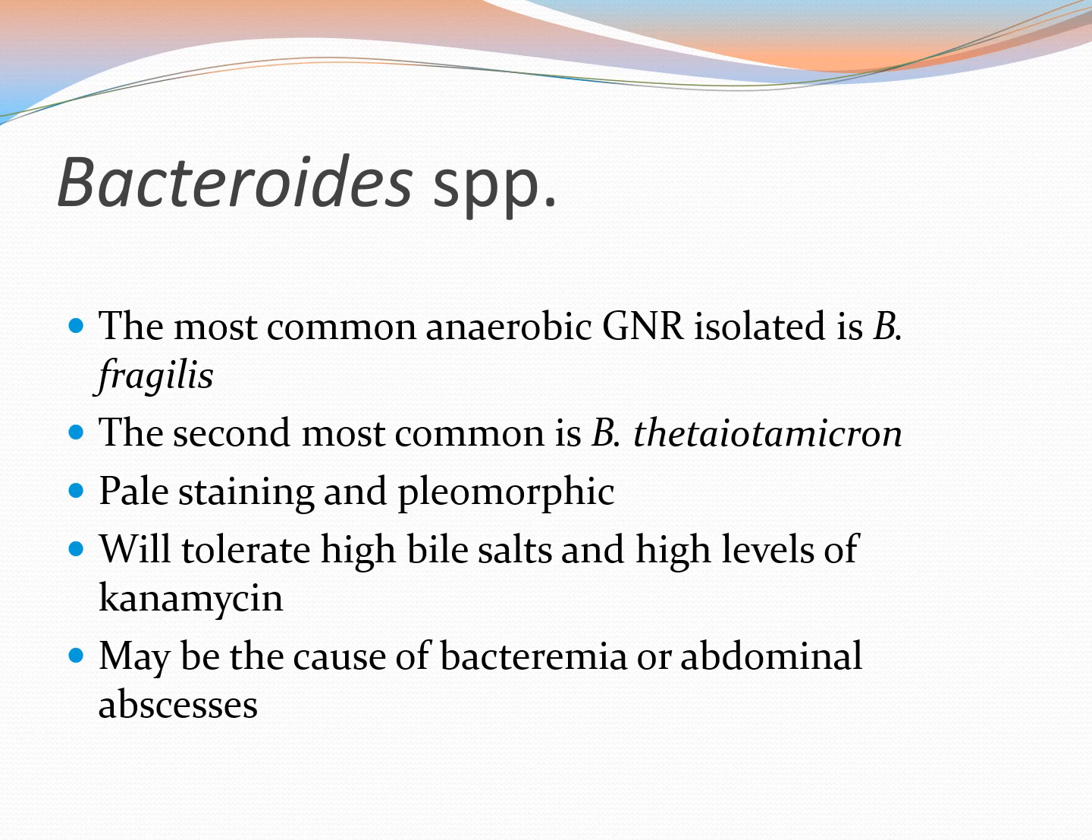The second most common anaerobic gram-negative rod is Bacteroides thetaiotaomicron. It is a pale staining and pleomorphic gram-negative rod. And Bacteroides will also tolerate high amounts of bile salts and high levels of kanamycin. All other anaerobes will not. Okay, and Bacteroides may also be the cause of bacteremia or abdominal abscesses, among other things.